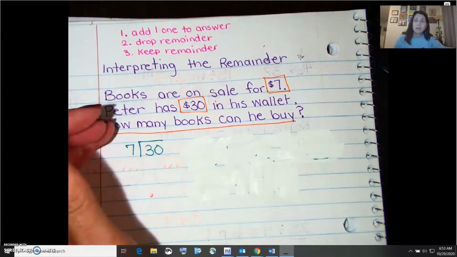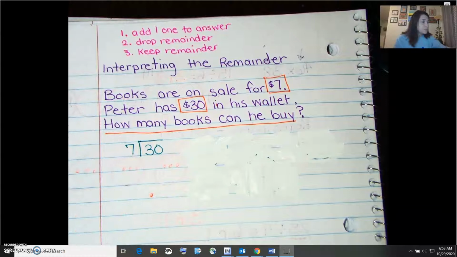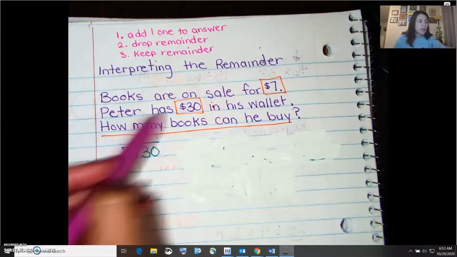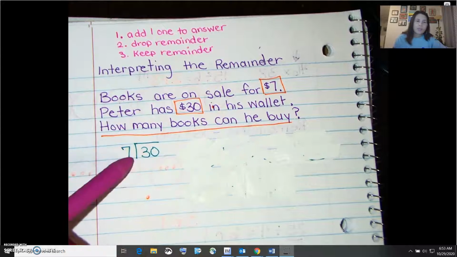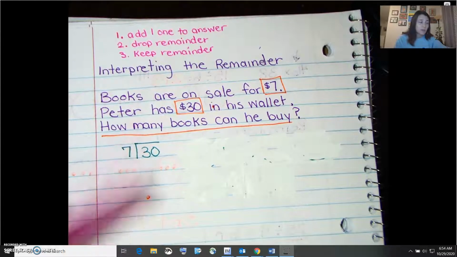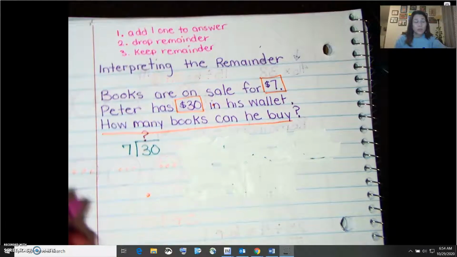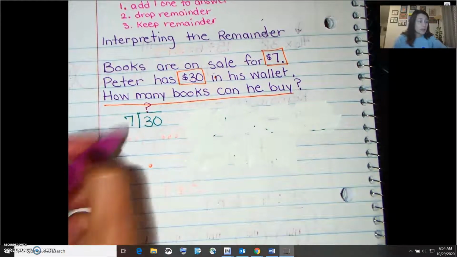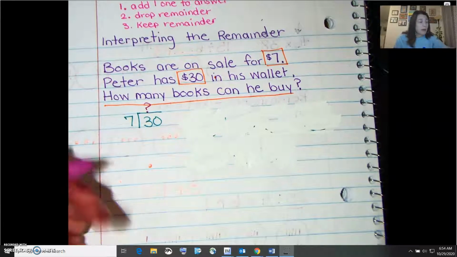So let's read this one and talk about what we're going to do with the remainder for this question. It says books are on sale for $7. Peter has $30 in his wallet. How many books can he buy? So we're trying to see with $30 for $7 each, how many books? I'm going to do groups of 7 to see how many groups of 7 we can get, because that's how many books we can buy.